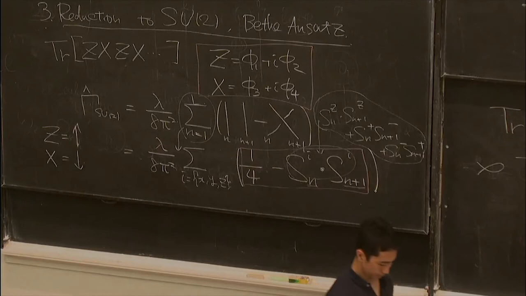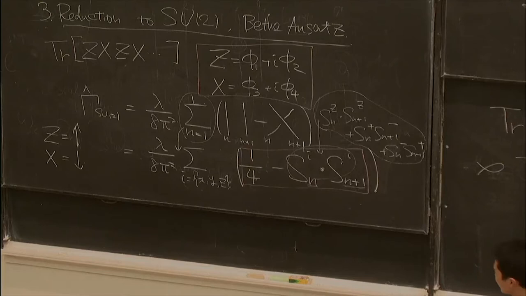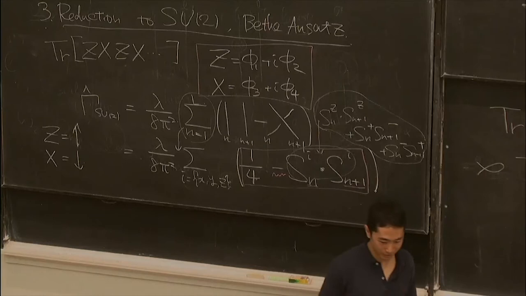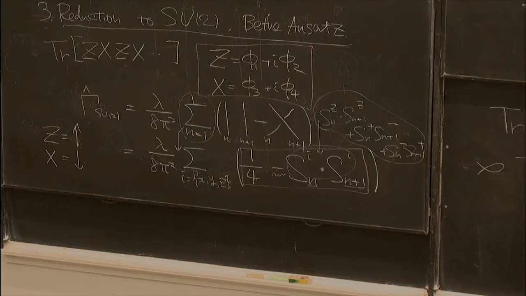But one thing I should point out is this minus sign. Because of this minus sign, the Hamiltonian of this spin chain is actually not anti-ferromagnetic, as was discussed in Zohar's lecture, but it's ferromagnetic. But that difference is not so relevant for the discussion today.